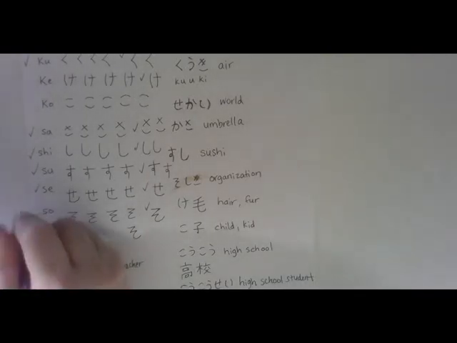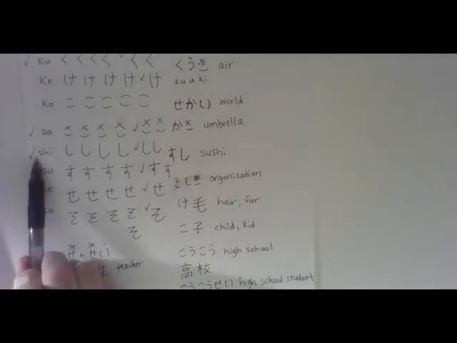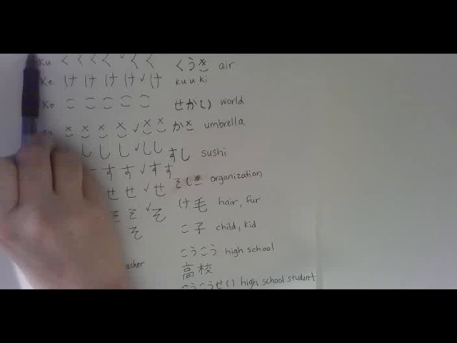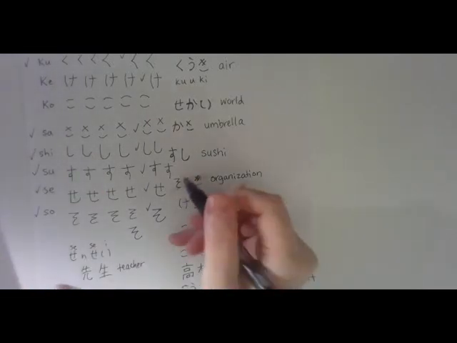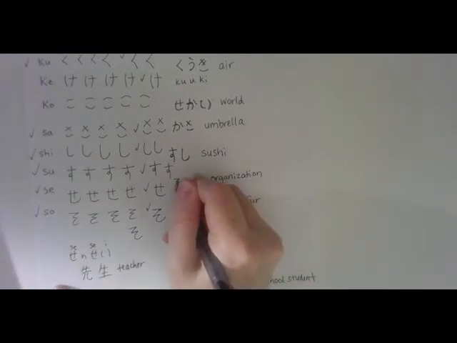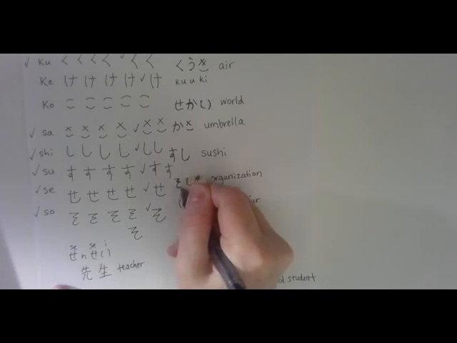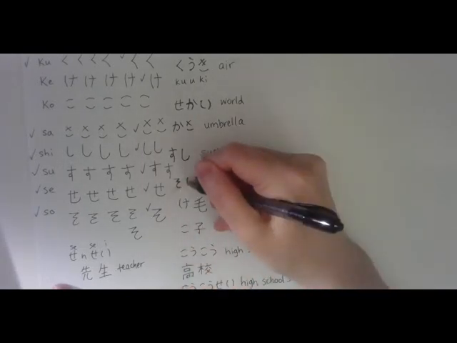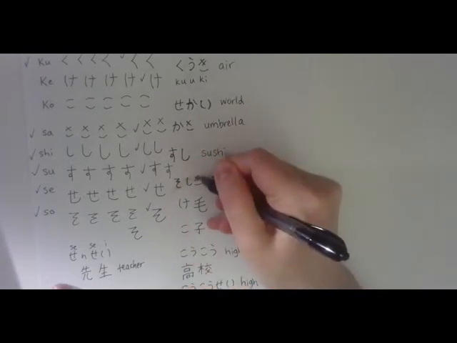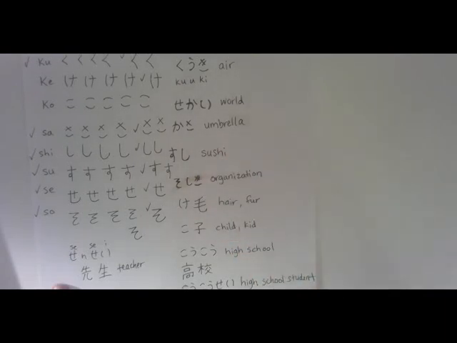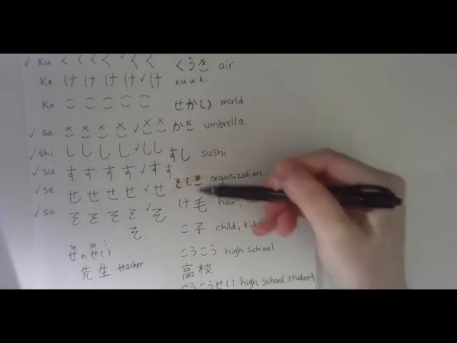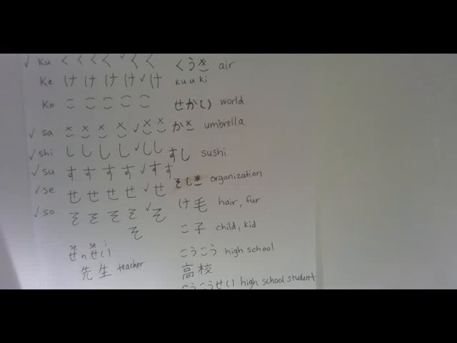So we're going to use so, shi, and ki way up there. Remember, so is like Z, and then we curve it down. Shi is our cane, and ki is like car key. So shi, I don't know what happened here. I got smudged. Alright, next is ke. Ke can mean hair or fur.